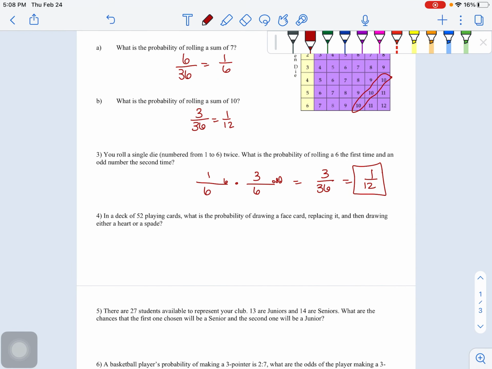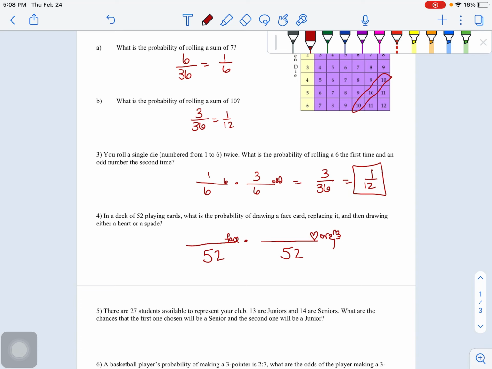52 playing cards, the probability of getting a face card, replacing it, and then drawing either a heart or spade. So 2 events. This one we want a face card, and face cards are jacks, queens, and kings. They have faces on them. Replacing it, so we know our bottom is going to be 52 each time. Then we want a heart or a spade. So a heart, or I don't know if I can draw a spade, but it's something like that. It looks like a clover kind of.